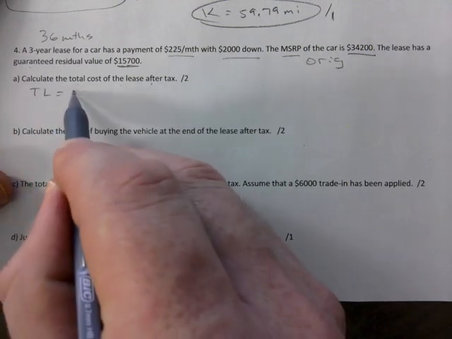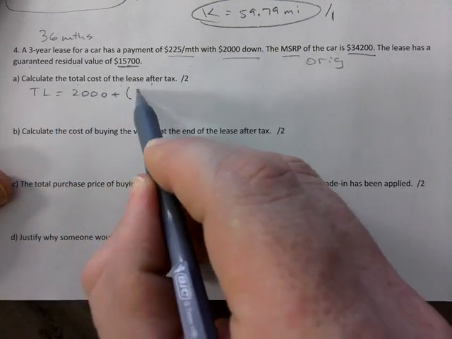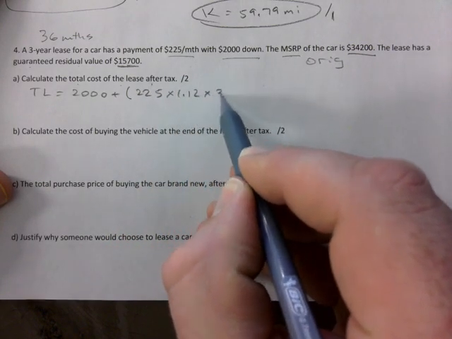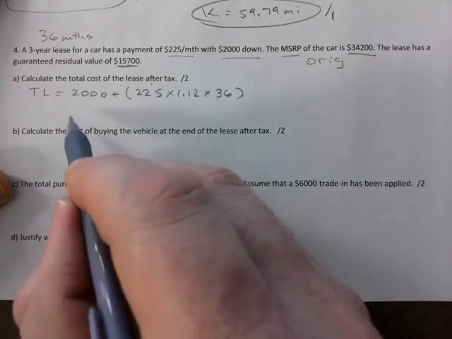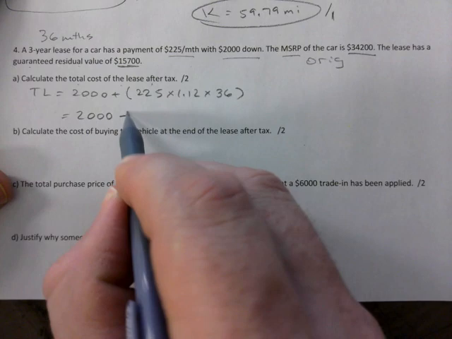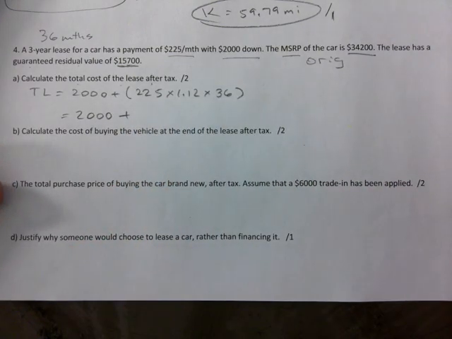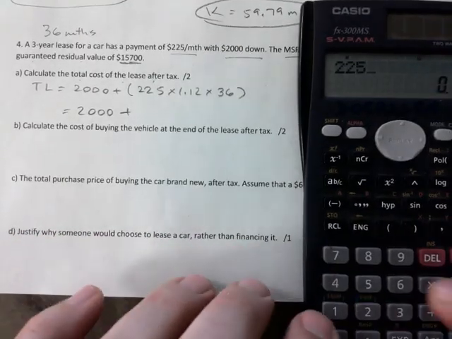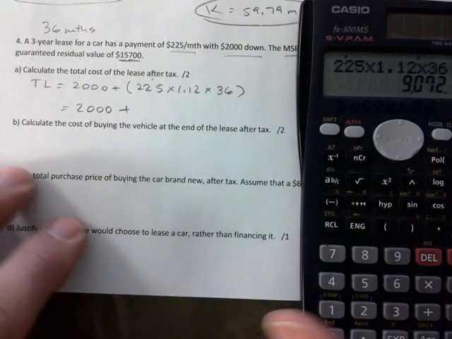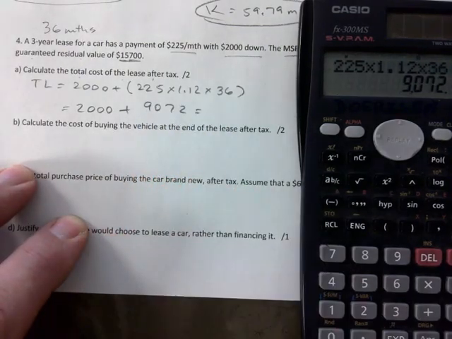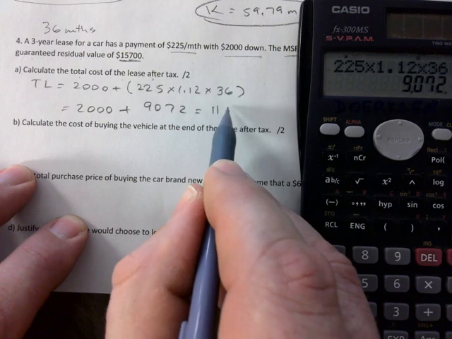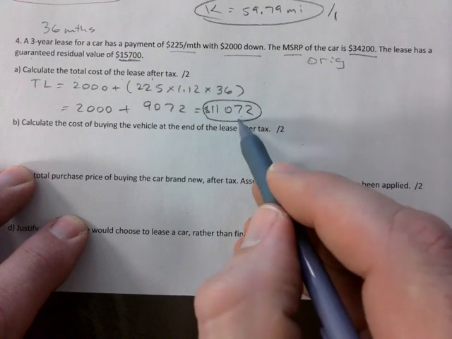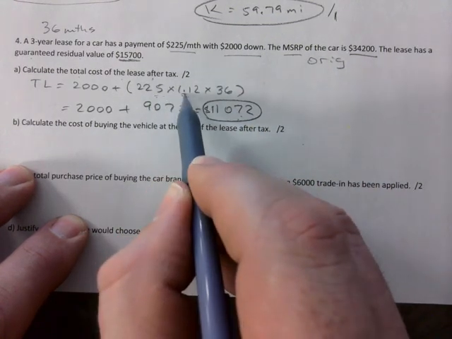Total lease would be your down plus your payment times 1.12 times 36. There's no mileage here. So that is basically it. 2,000 plus this part. Oh, I don't have it on this key because I wasn't gonna. I have it somewhere. So this is 9,072. Add 2,000 to it. That'd be 11,072. That would be 2 marks if you added taxes to your payment. You only add taxes to your payment.